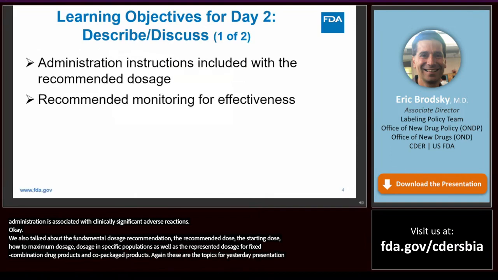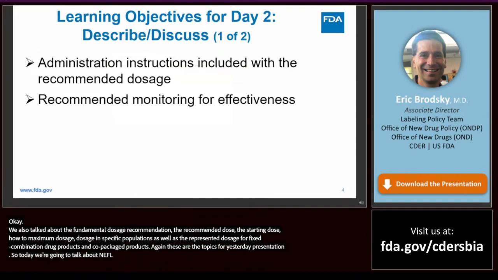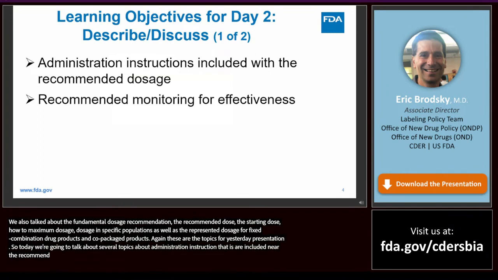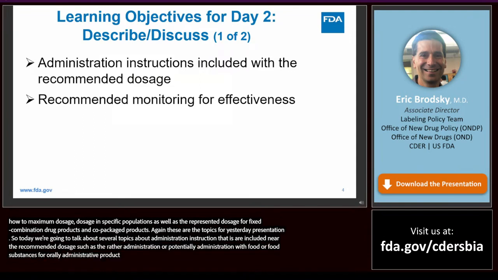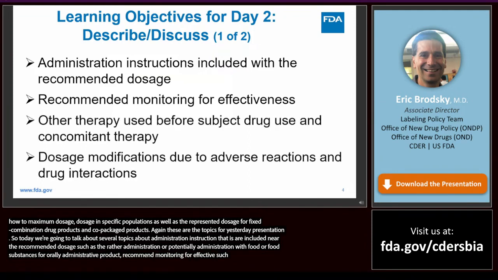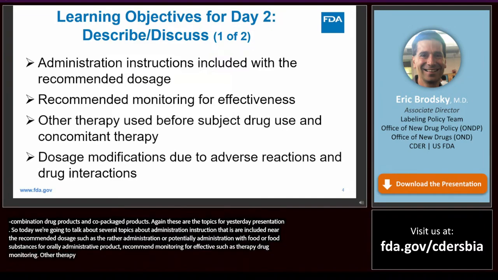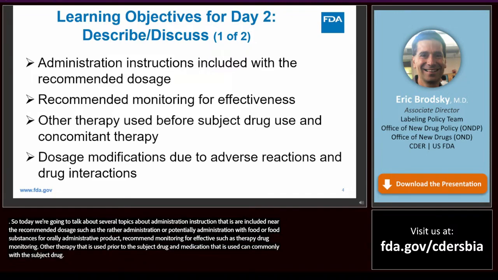So today, we're going to talk about several topics. We're going to talk about administration instructions that are included near the recommended dosage, such as the route of administration, or potentially administration with food or food substances for an orally administered product, recommended monitoring for effectiveness, such as therapeutic drug monitoring, other therapy that is used prior to the subject drug, and medication that is used concomitantly with the subject drug, dosage modifications due to adverse reactions, and dosage modifications due to drug interactions.